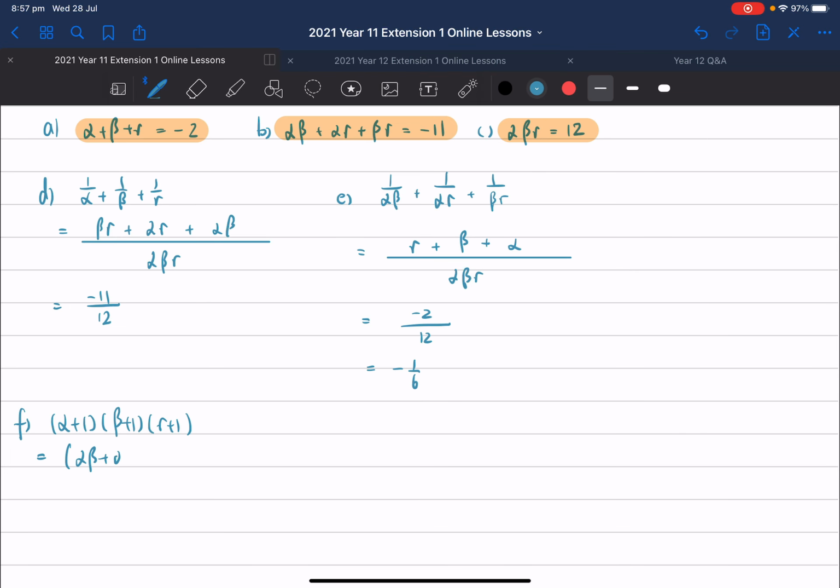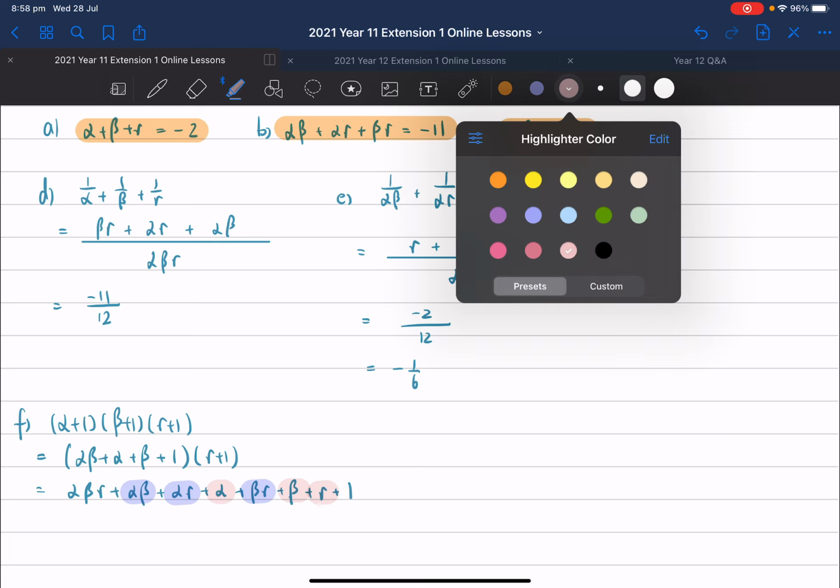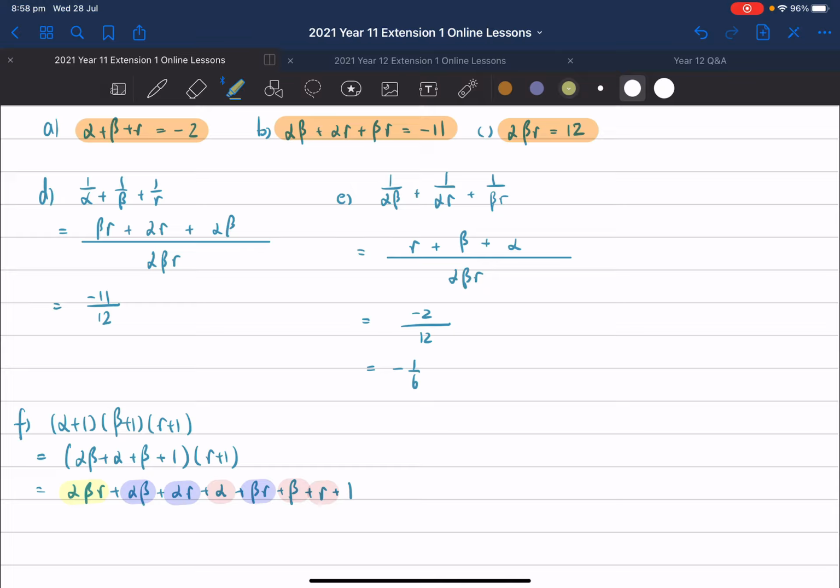Okay, alpha beta plus alpha plus beta plus 1, times gamma plus 1: alpha beta gamma plus alpha beta plus alpha gamma plus alpha plus beta gamma plus beta plus gamma plus 1. Yep, I hope everything's right. Now, if you assume this is correct, these three terms are just the product of the roots, and then these three terms are the sum of the roots, and the last one is 1. So you have everything you need.